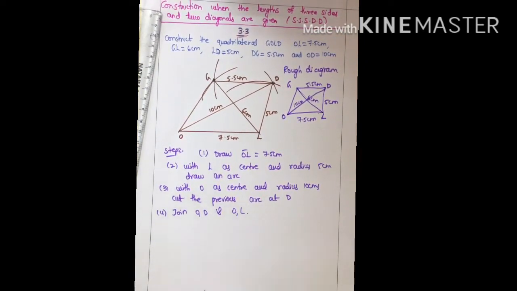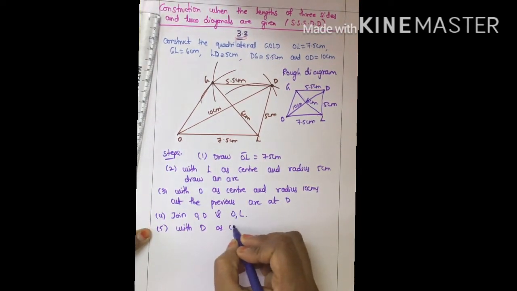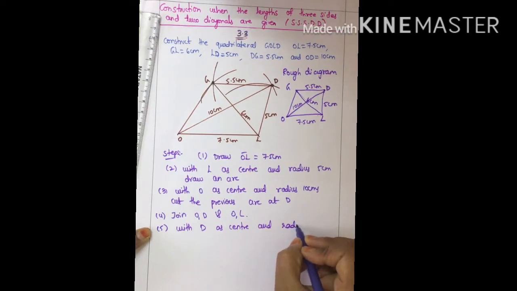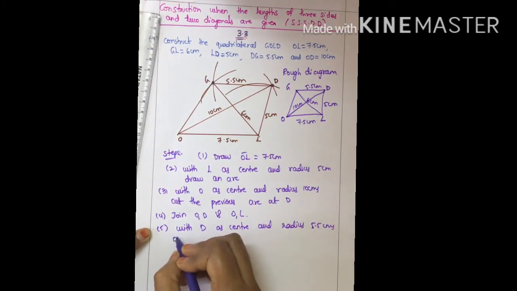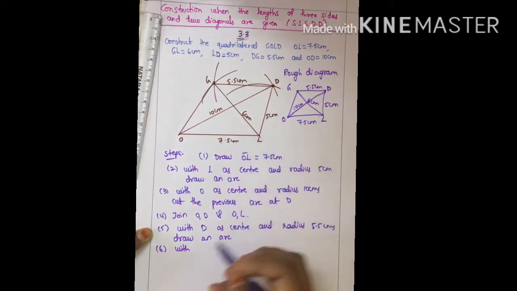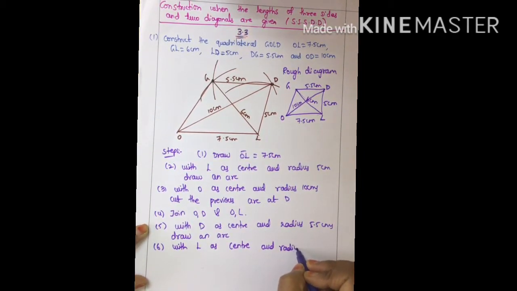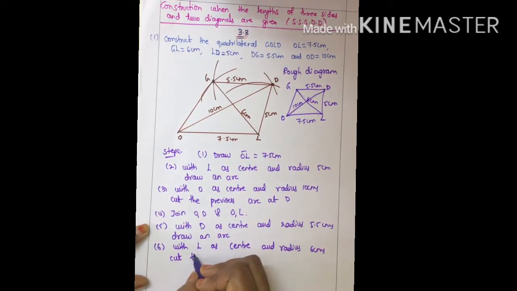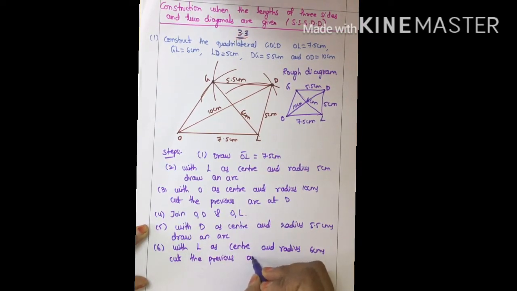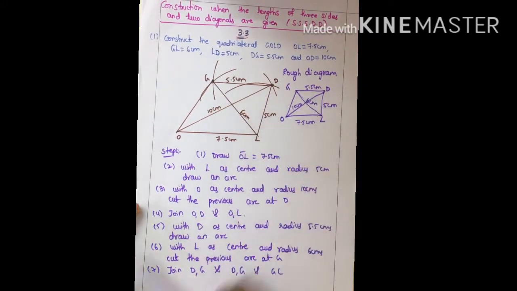Now coming to steps, what are the other steps here? With D as center and radius 5.5 centimeters, draw an arc. Next, with L as center and radius 6 centimeters, cut the previous arc at G. Next, join DG, OG and GL. Here we got a quadrilateral with the two diagonals.